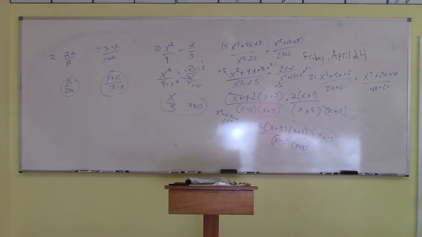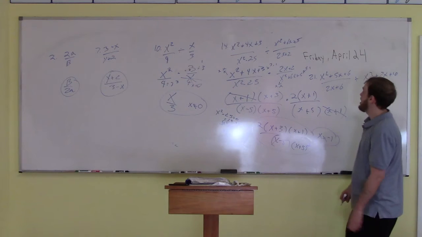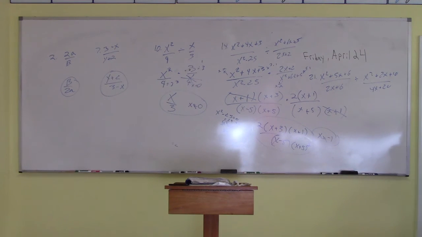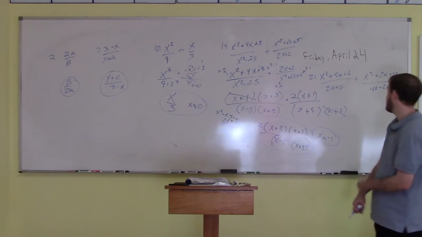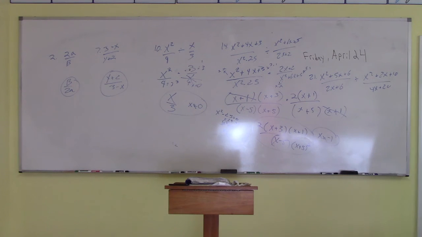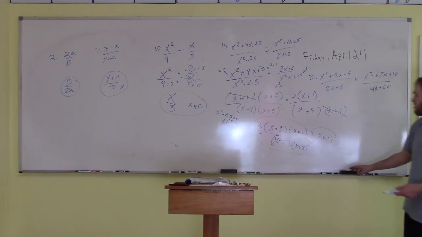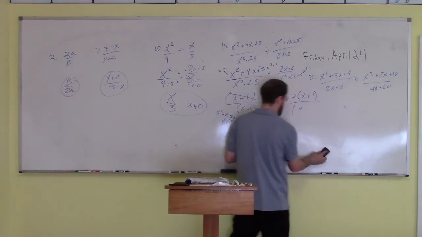And so 21, we have x squared plus 5x plus 6 divided by 2x plus 6 divided by x squared plus 2x plus this. I'm going to erase some of this, that way I can work a little bit cleaner.